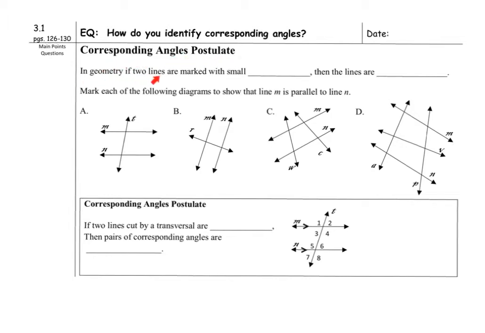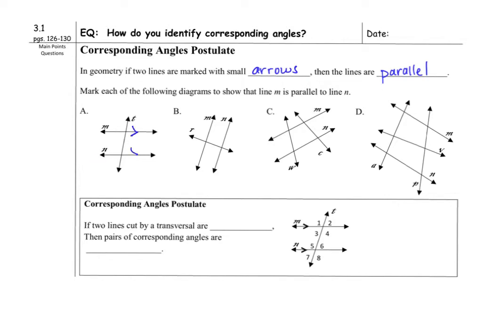So in geometry, if two lines are marked with small arrows, then the lines are parallel. So we're going to mark each of the following diagrams to show that line M is parallel to line N. Right now, these do not represent parallel lines because they're not properly marked with the arrows. So we can't say for sure that they're parallel unless they have arrows.